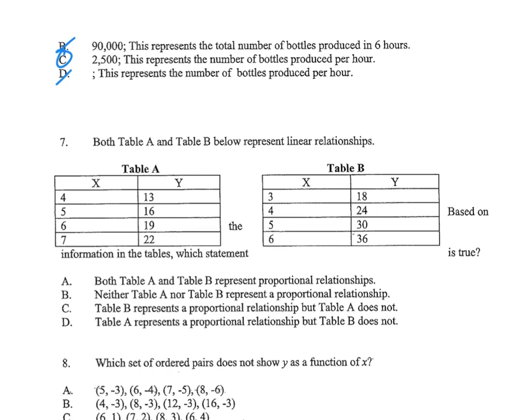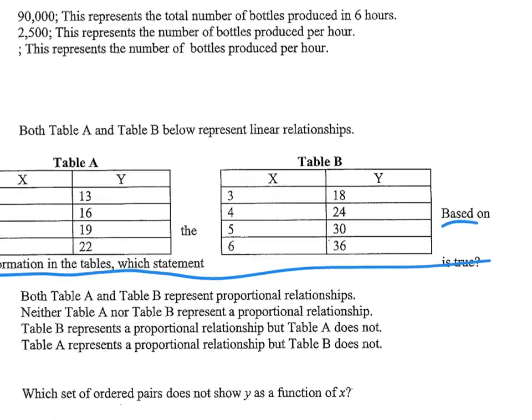Now to number 7. Both Table A and Table B below represent linear relationships. Based on the information in the tables, which statement is true? I know this got a little wonky right there, but it's close enough. Let's see. So, A, both Table A and Table B represent proportional relationships. I don't know if either one of them do, so here's what I'm going to do.